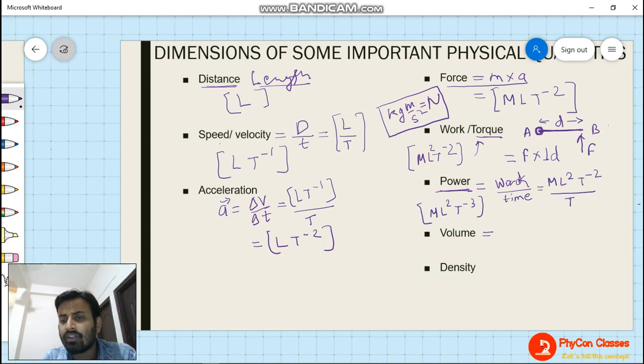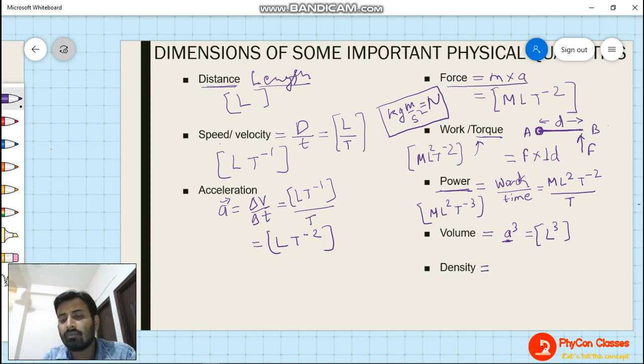Now coming to volume. What is the volume formula? For a cube, volume is A cube, where A is the length of one side of the cube. Side means one of the lengths, right? Length into length into length. That means L cube is going to be the dimension of volume. Understand?